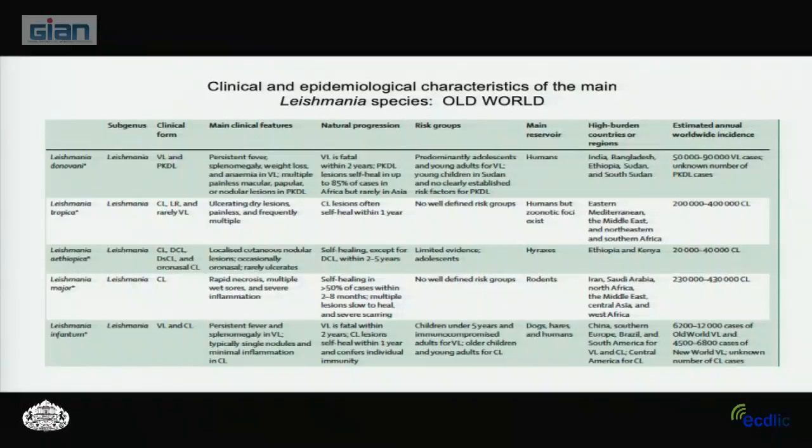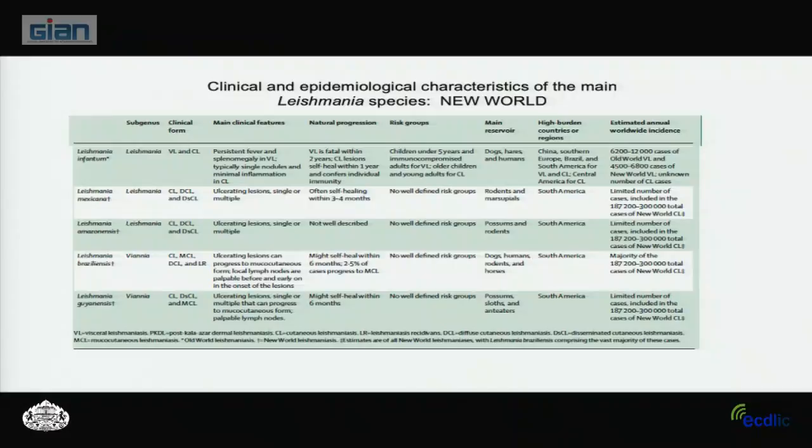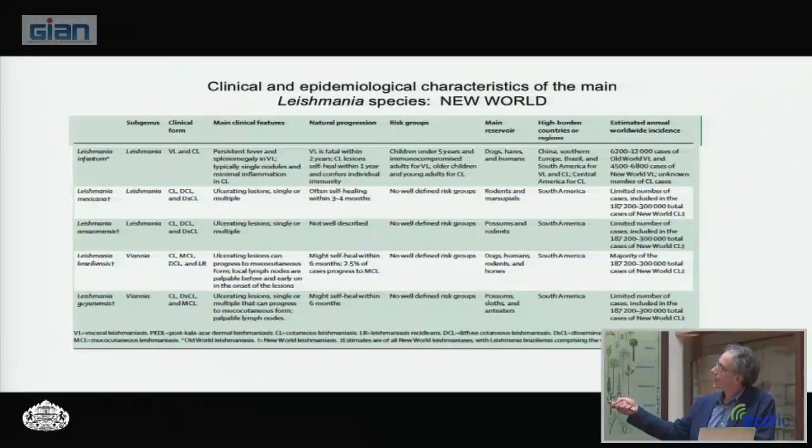And dogs are the principal reservoirs. In the New World, there are various cutaneous strains. It's mainly cutaneous disease. The visceral strain, Leishmania infantum, is identical to the Leishmania infantum in the Old World that I just talked about. It was brought to the New World by the Spaniards and the Portuguese.